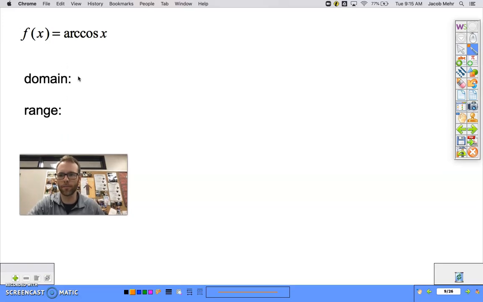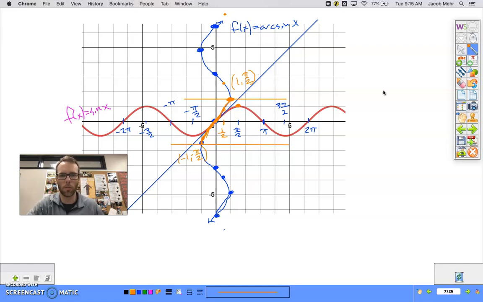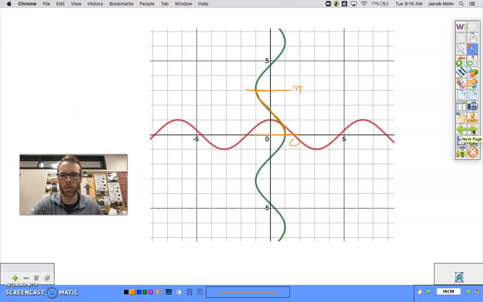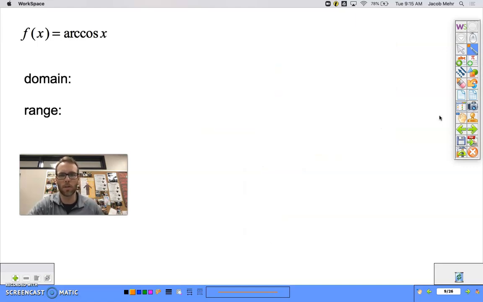Our domain, let's go back for a second here. What's our domain for cosine? What x values are we looking at? What's the x value here? What's the x value right there? Well, this is the point -1, pi. This is the point 1, 0. We're going -1 to 1, and that makes sense. That was the range of cosine, -1 to 1. So that becomes the domain of arc cosine.